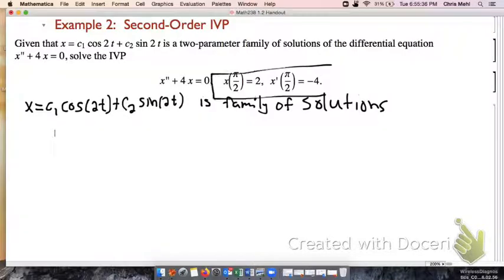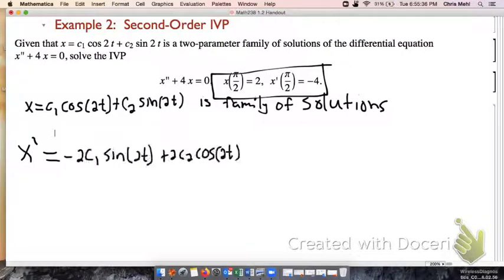Here are my two conditions. I'm going to find c sub 1 and c sub 2 by plugging in those conditions. I have to plug something into the original function and the first derivative. So now I have to find x prime, and there is the first derivative: x prime is negative 2c1 sine 2t plus 2c2 cosine 2t.